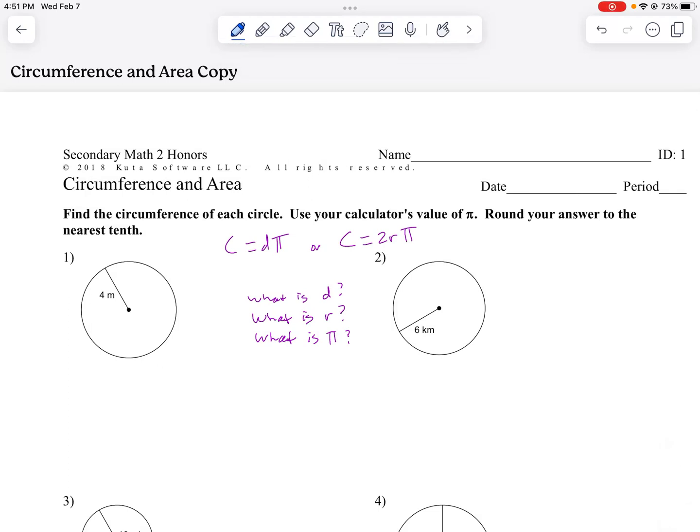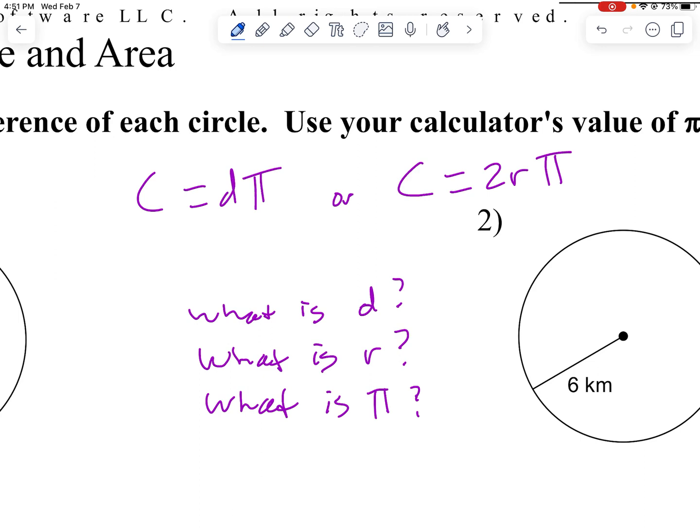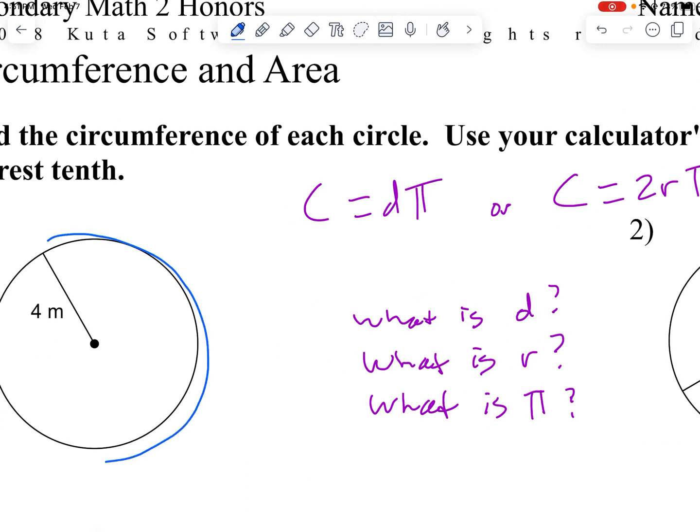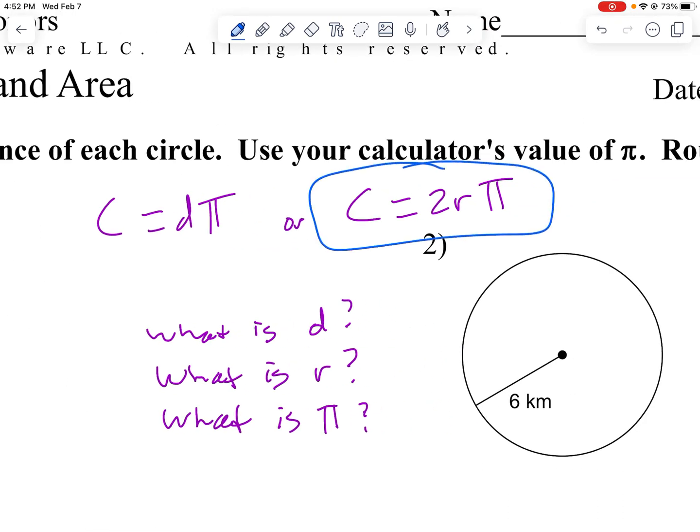Hello, ladies and gentlemen. Time for a little lesson on circumference and area. To do a little review here, the circumference of a circle is how far it is all the way around a circle. And the formula for getting that is C equals d times pi, or C equals 2r pi.